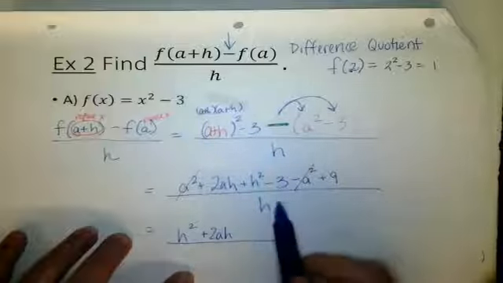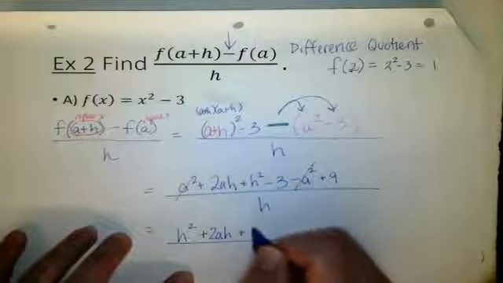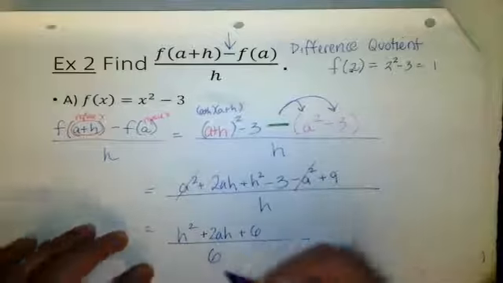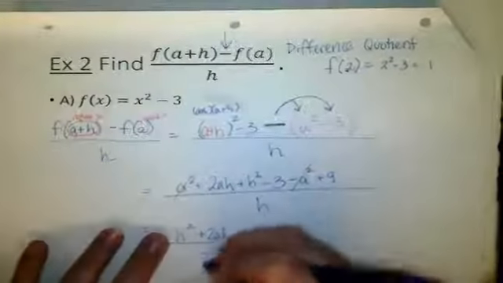All right, and negative 3 and a positive 3 gives me a 0. So that leaves 2ah plus h squared, over h.